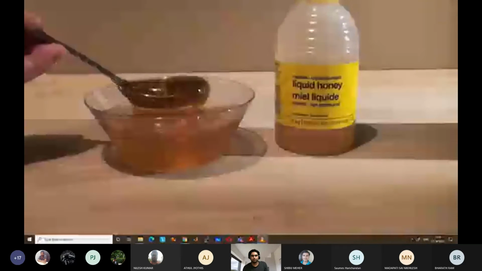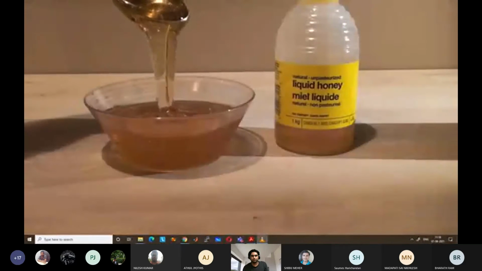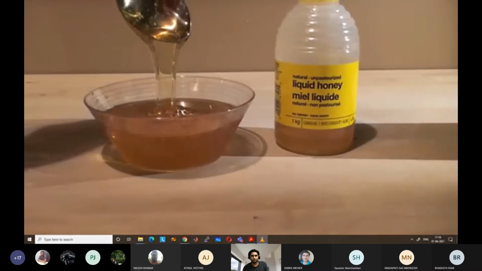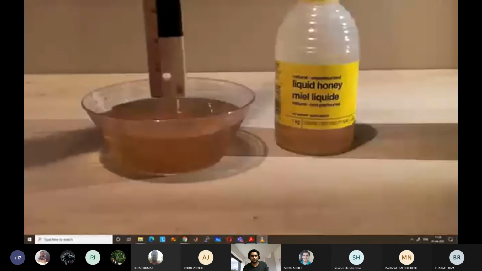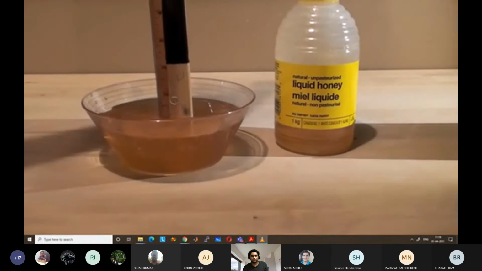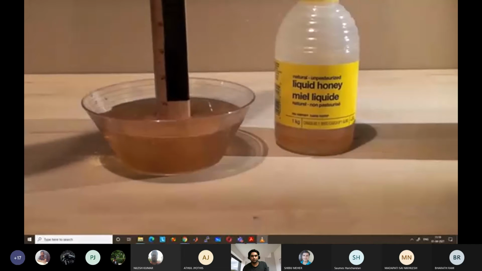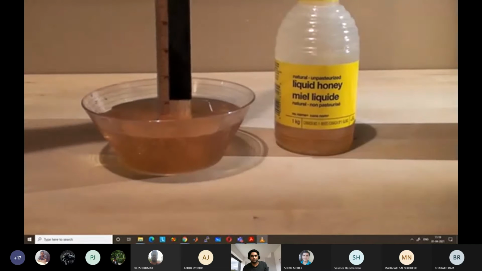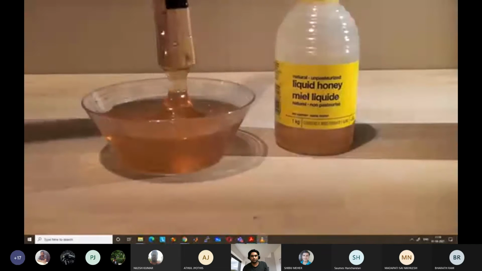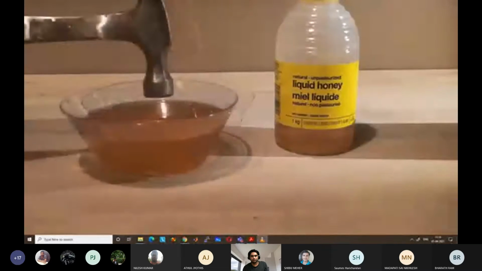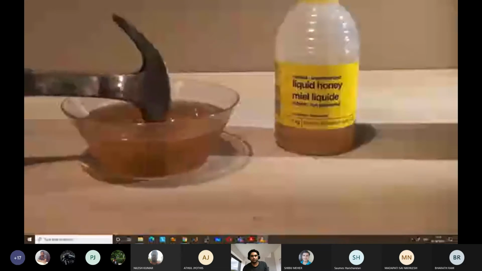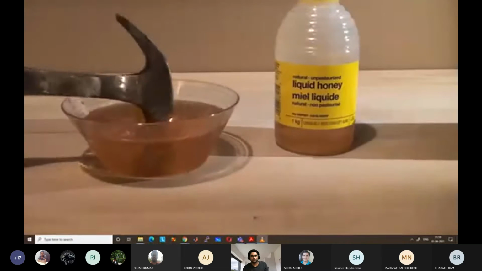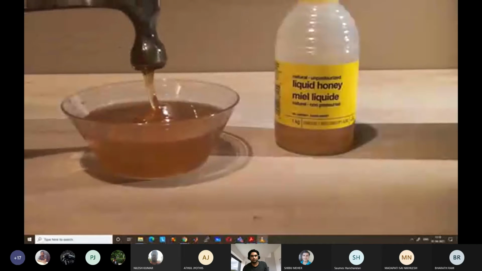If we try the same thing with cold honey, we see, as you would expect, the honey is more viscous. That is, it flows slower. But when we test it with the ruler, we see it behaves much like the warm honey. It's the same when using the hammer. Applying a force has no effect on the viscosity. Honey, whether it's warm or cold, is a good example of a Newtonian fluid.